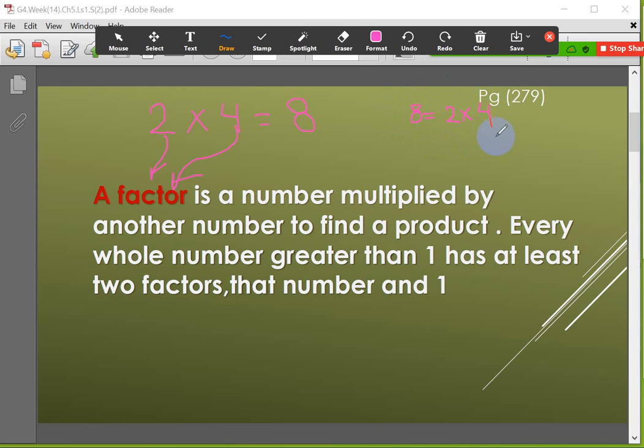So if I told you, give me factors for any number, that means give me numbers. If I multiply those numbers by each other, the product will be 8. Okay? So if I told you, give me a factor for 4, as an example, factors for 4.